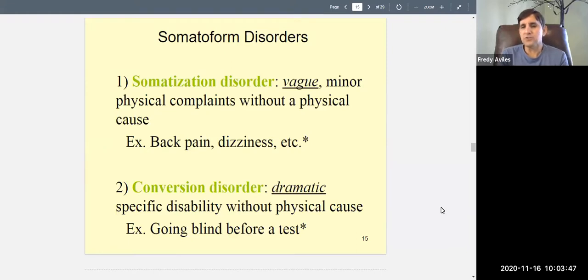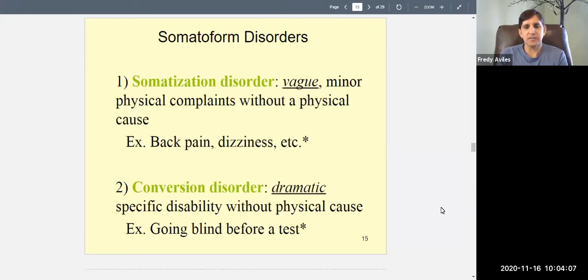Okay. Now, conversion disorder is when you have more severe, dramatic problems. Conversion disorder is when you have a dramatic, specific disability without a physical cause. So you complain about things that are extreme, but there's no evidence there's anything wrong with you.